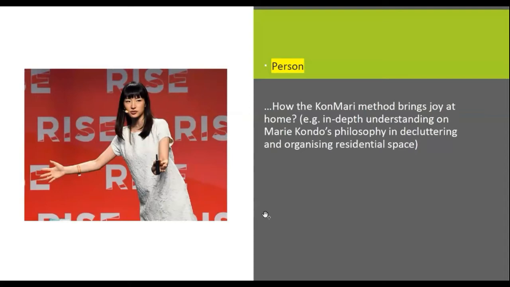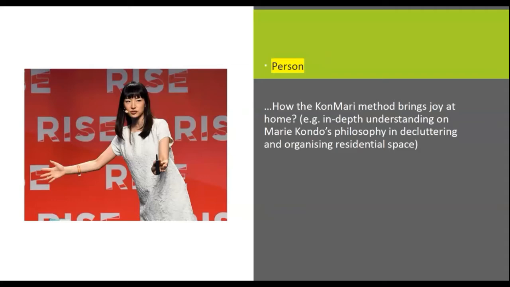The third one: a case can be any person. For example, this is a hypothetical question: how does the KonMari method bring joy at home? I hope you all know this figure. She is Marie Kondo, a professional organizer, famous in Japan, and recently she appeared on Netflix, and is also famous in America. So in this case, we can use Marie Kondo as a case to gain in-depth understanding of her philosophy about decluttering and organizing residential space. This is an example of how a person can be your case study.